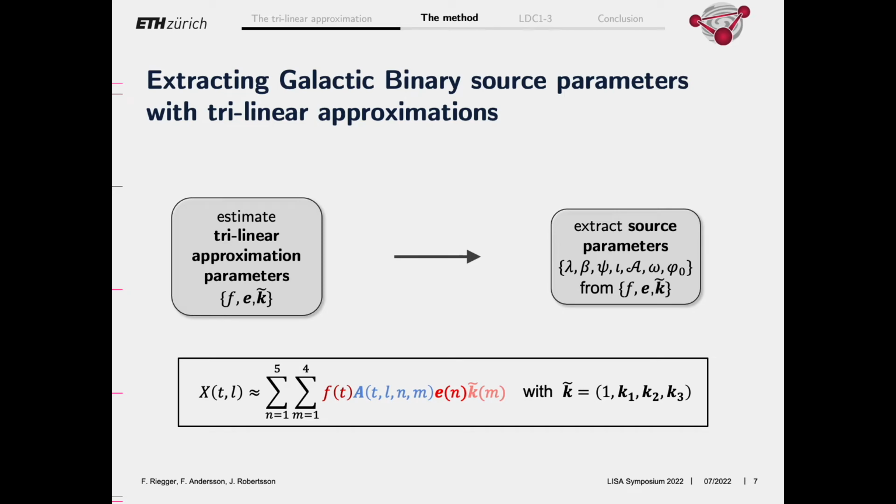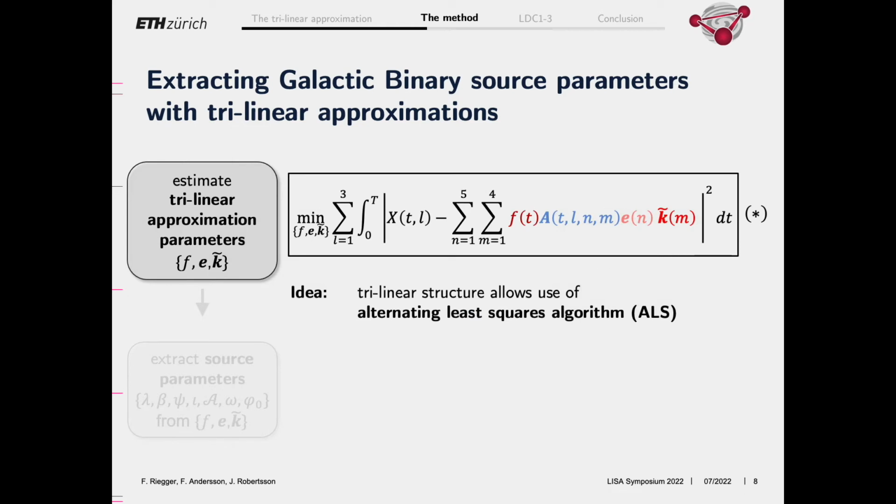Okay, so how can we estimate the trilinear approximation parameters? So this is the part where the special structure of the trilinear approximation comes in. In the first step, we are formulating the least square problem that is associated with the trilinear approximation. And here we recognize that if we fix 2 of the 3 parameters, the problem becomes linear in the 3rd parameter. So a strategy how to recover F, E and K tilde is the so-called alternating least square method.